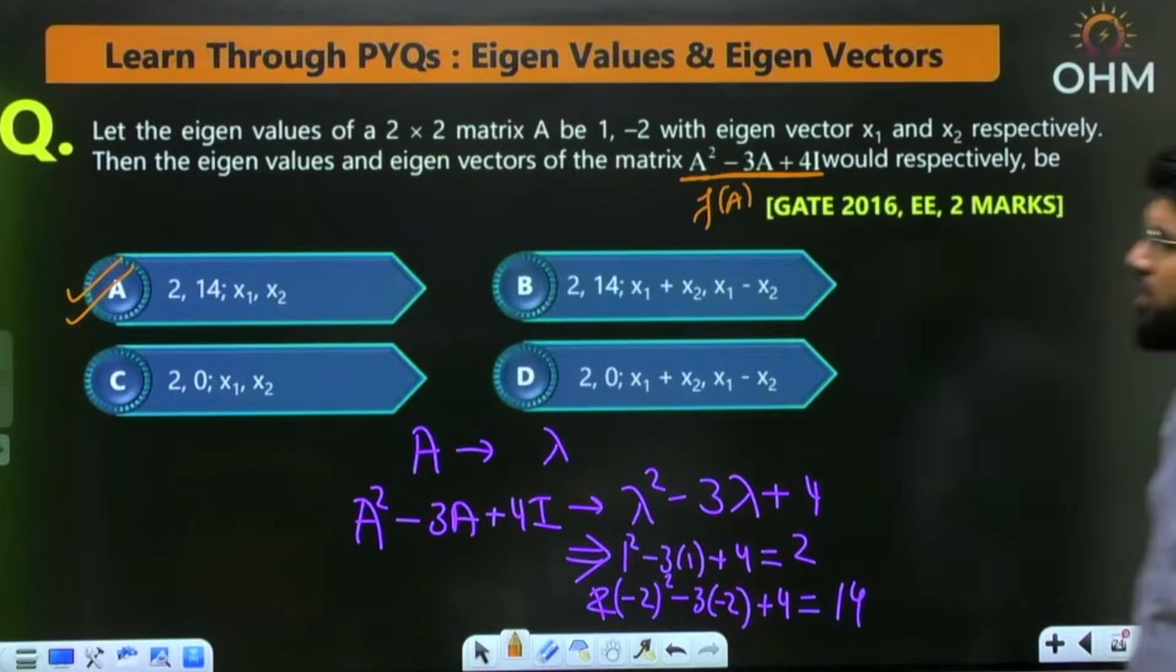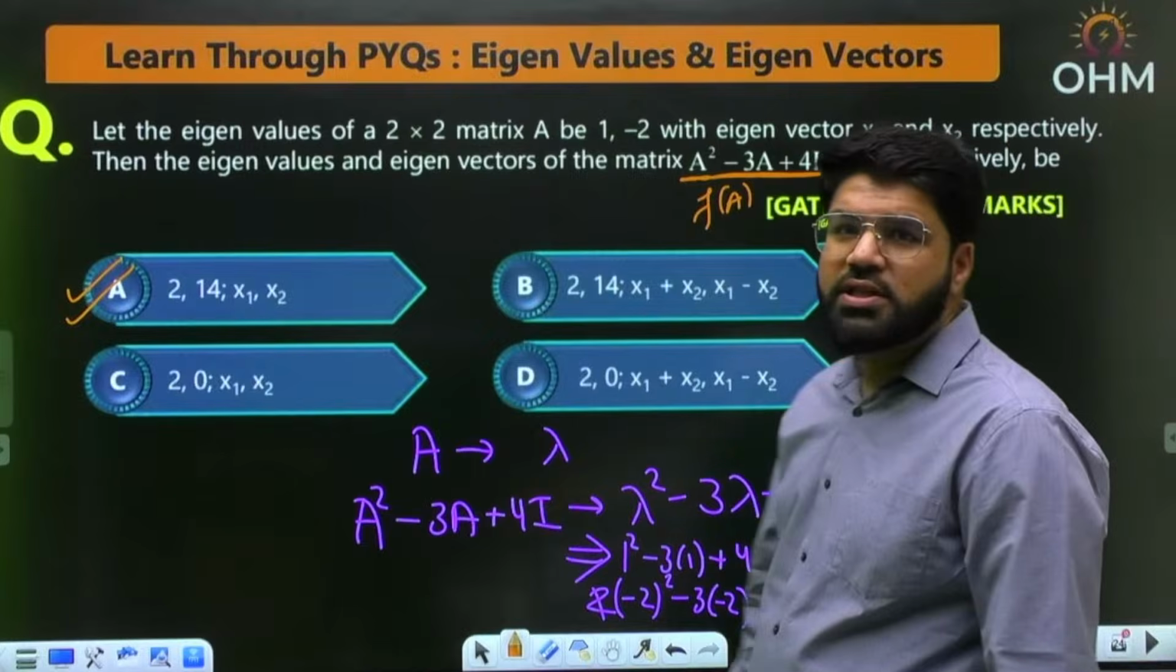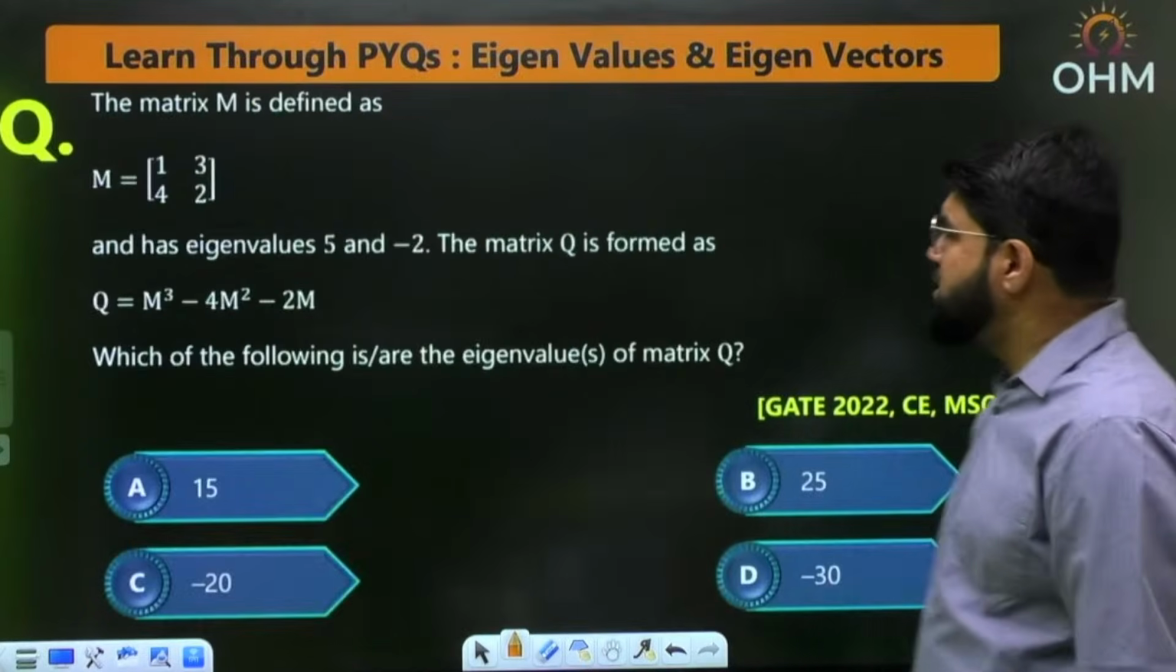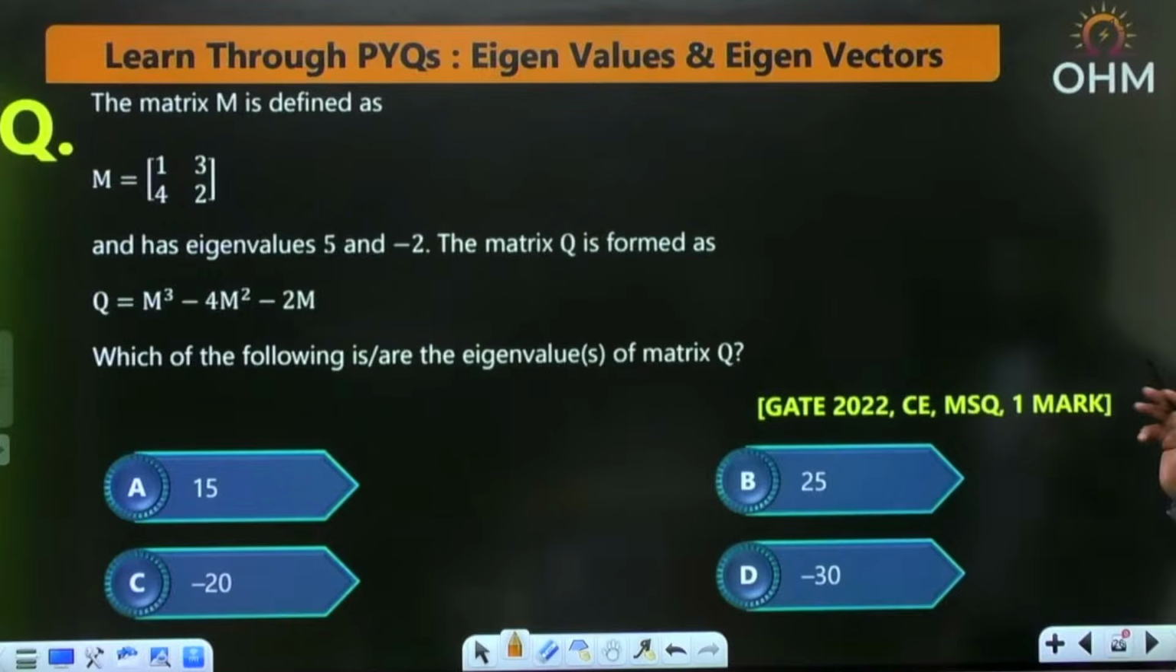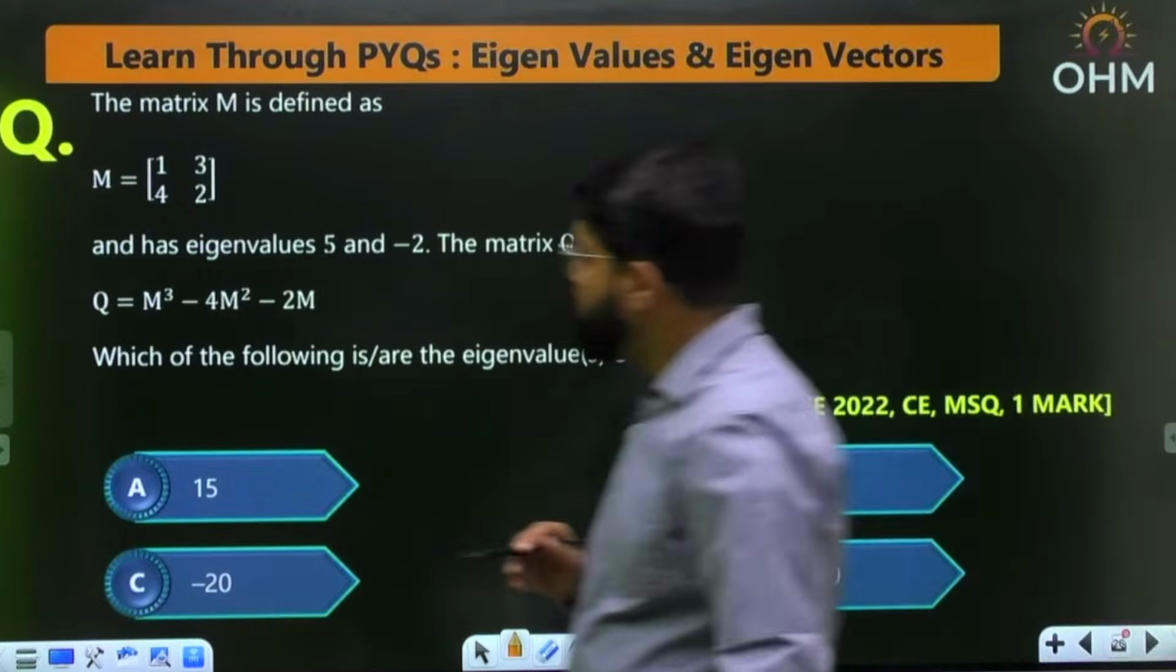Okay. 2 and 14, x1 and x2. Next one. Okay. So this is a very useful property. See the next question onto it. GATE 2022 MSQ 1 mark question. What is given?